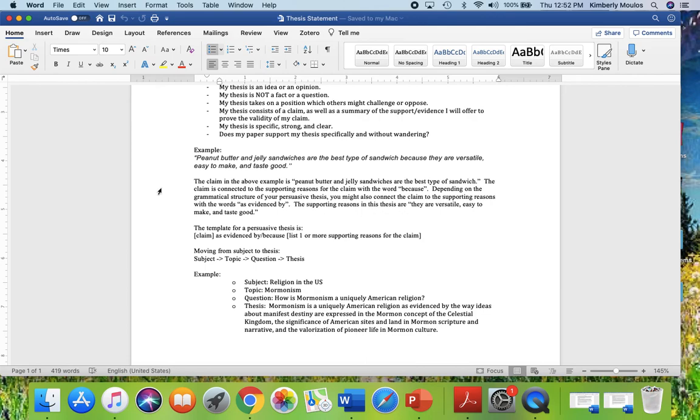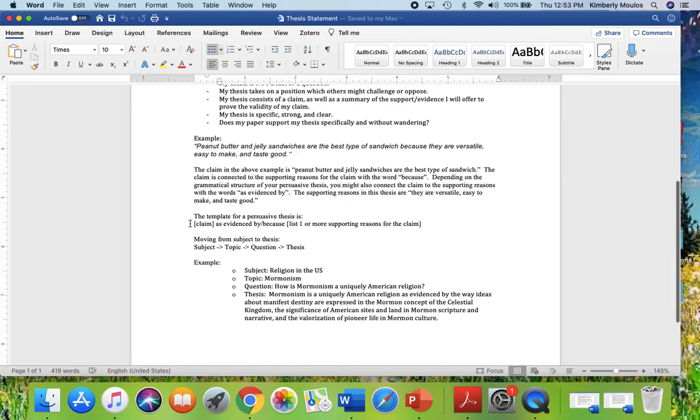But for the sake of helping you understand how to write a thesis statement, I'm sort of subjectively putting this constraint on you to be helpful. If for some reason, when you get your thesis statement approved by me, you want to use a different connecting phrase, that's fine. We can just acknowledge that. But because a lot of students really struggle with understanding how to write a thesis statement, I try to make it easier by making it a rule that you either use the word because or as evidenced by to connect your claim to the supporting reasons. And then the supporting reasons in this example thesis are they are versatile, easy to make, and taste good.